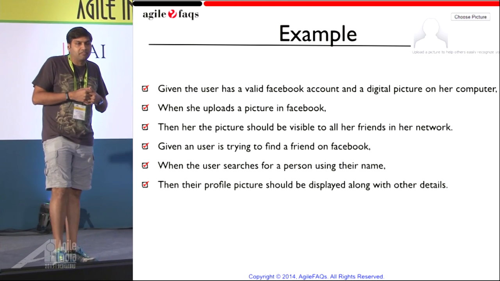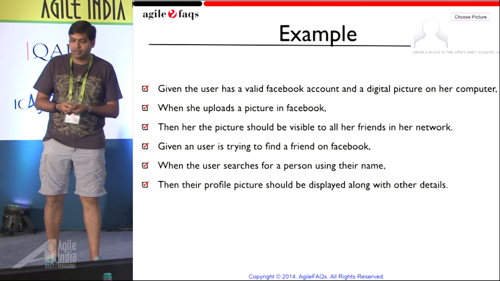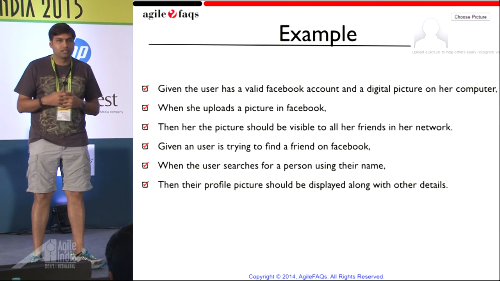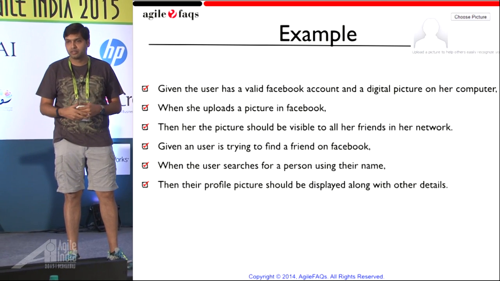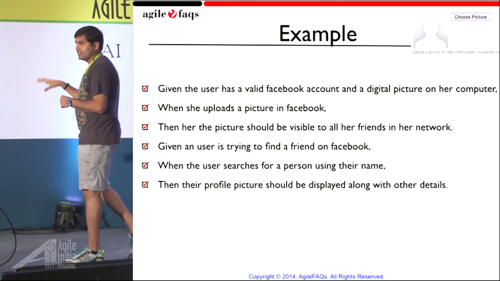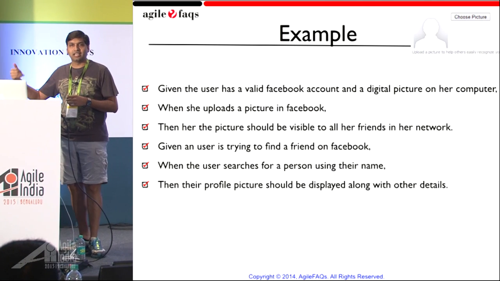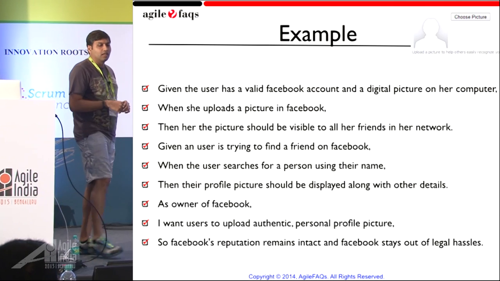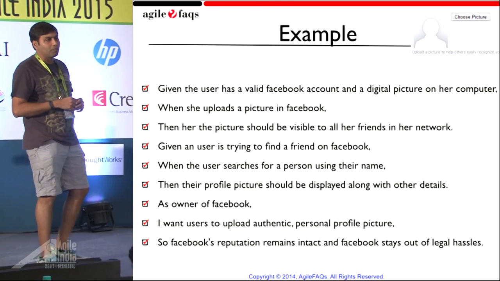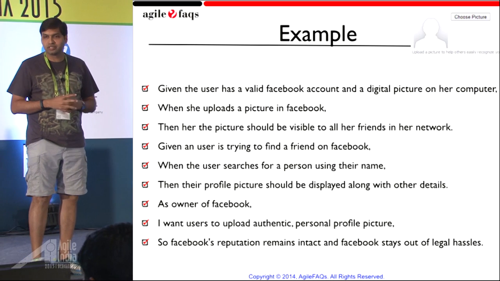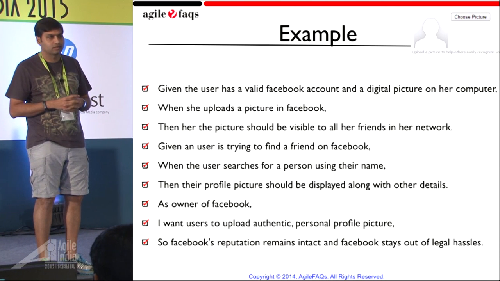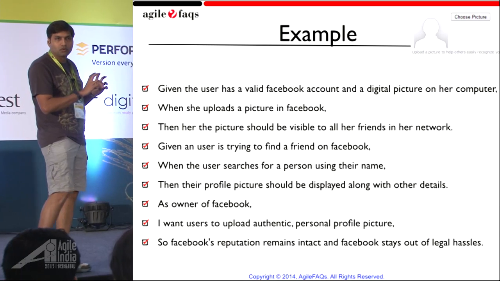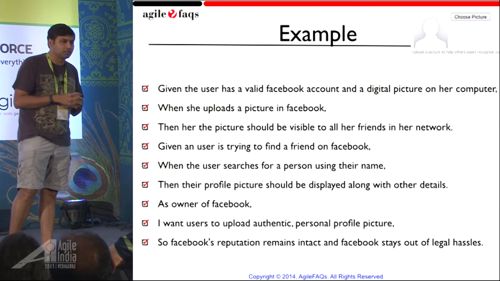Given that I am trying to find friends on Facebook, when I search for a person by their name, then their profile picture should be visible along with their name, right? Otherwise the purpose of the story is not served. Yes? So it now has a dependency on another story or another functionality, which is the search functionality. Make sense? Let's look at now trying to frame it as the owner of Facebook: I want users to upload authentic profile pictures so that Facebook's reputation stays intact and they don't get into legal hassles. I wrote the acceptance criteria in the form of a story, just to highlight how you could take acceptance criteria and start converting them into stories.